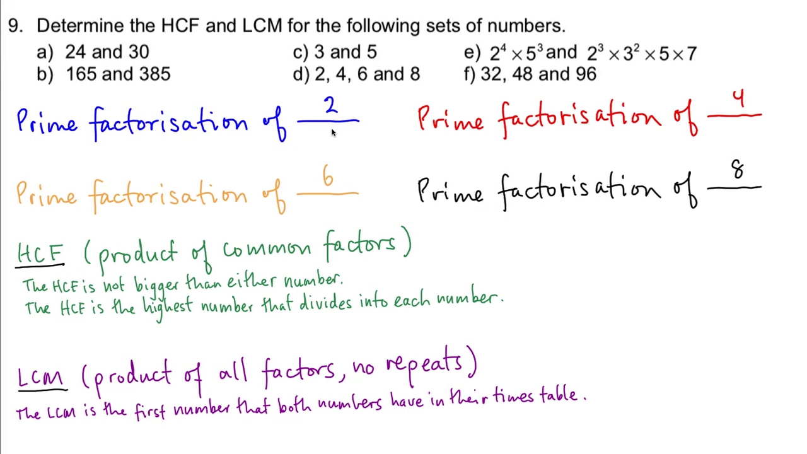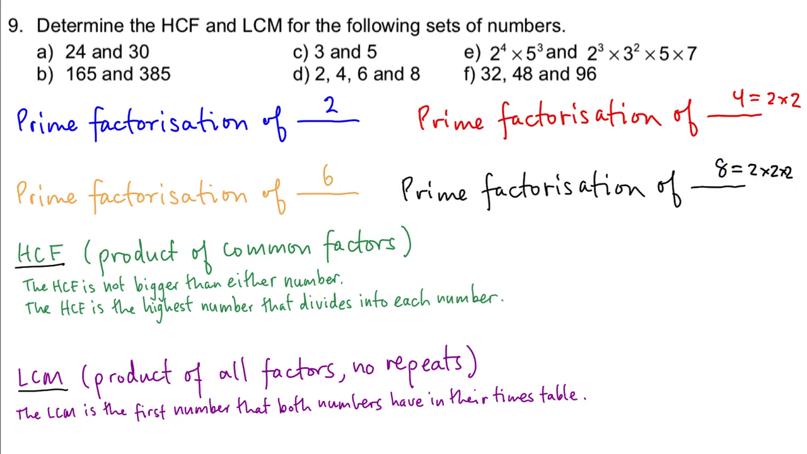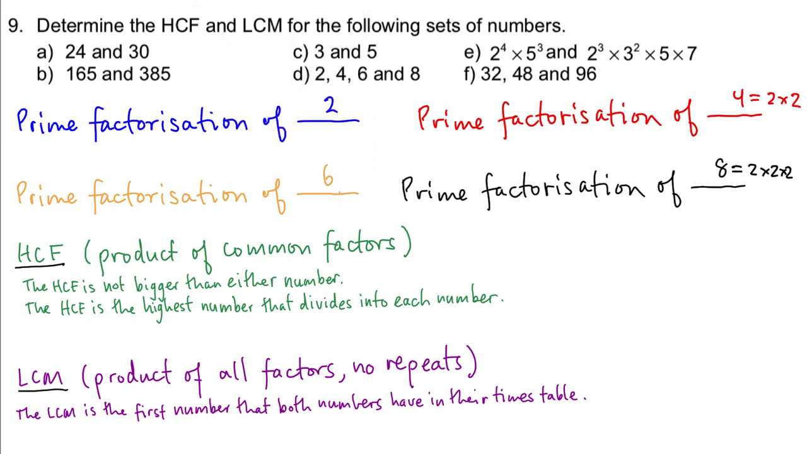Okay, so the prime factorization of 2, well, 2 is already prime, so it's done. The prime factorization of 4 is 2 times 2. The prime factorization of 8 is 2 times 2 times 2. And I'm just going to move that over a little bit. And then the prime factorization of 6 is 2 times 3.